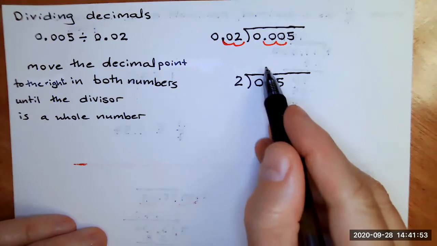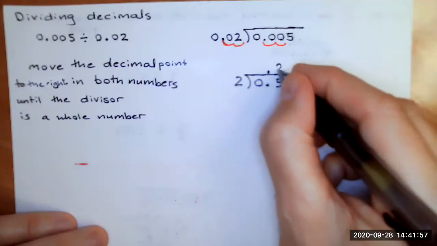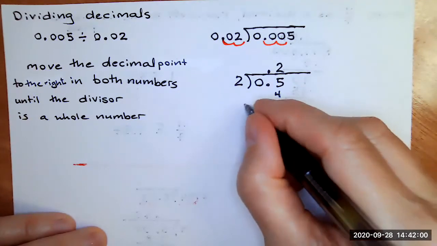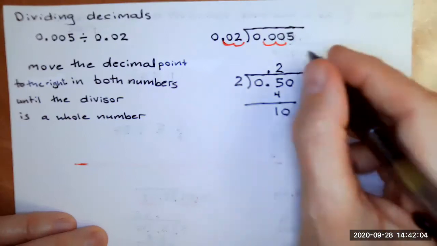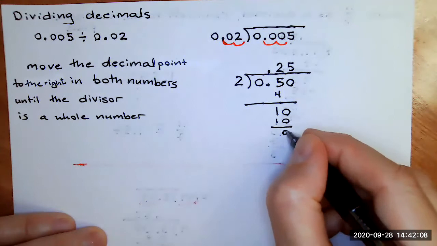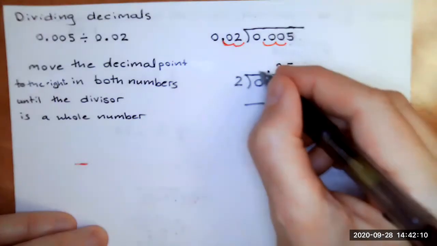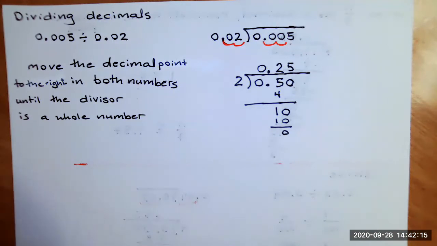All right, then you move your decimal point up. You say, does 2 go into 5? That goes in 2 times. You can add as many zeros as you like. That goes in 5 times. And there's your answer, 0.25. Let's try another one.